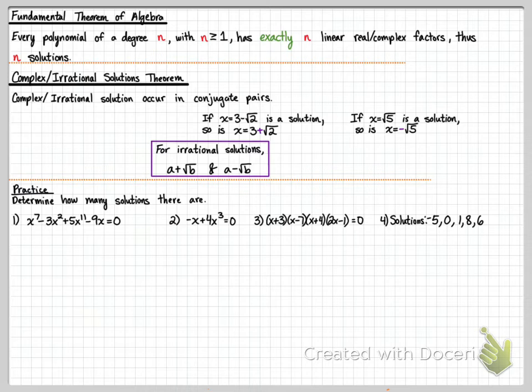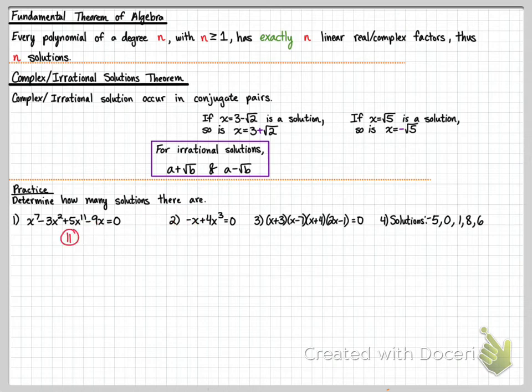Okay, so let's go over a few examples here. It says determine how many solutions there are. Now remember, this is not in standard form. Standard form means your highest degree goes first. So to determine the degree of this polynomial, we're going to look at all our exponents. We have a 7, a 2, an 11, and this is a 1. Our greatest exponent is the degree of the polynomial. So we have 11. How many solutions are there going to be? 11.